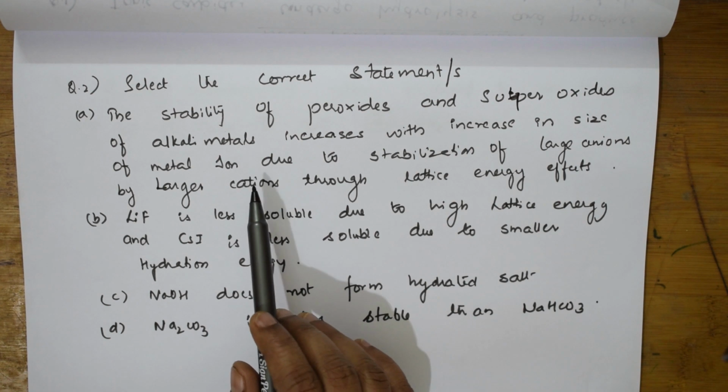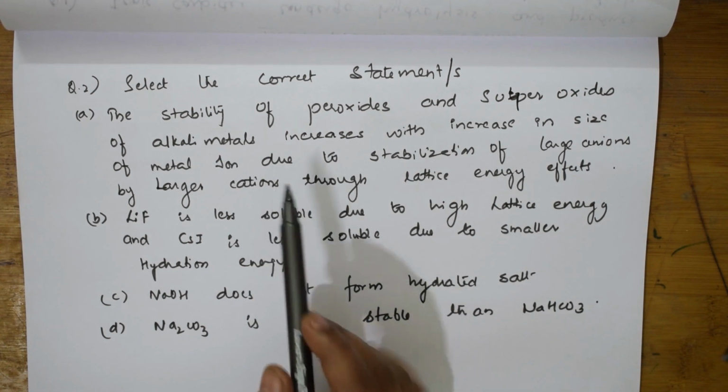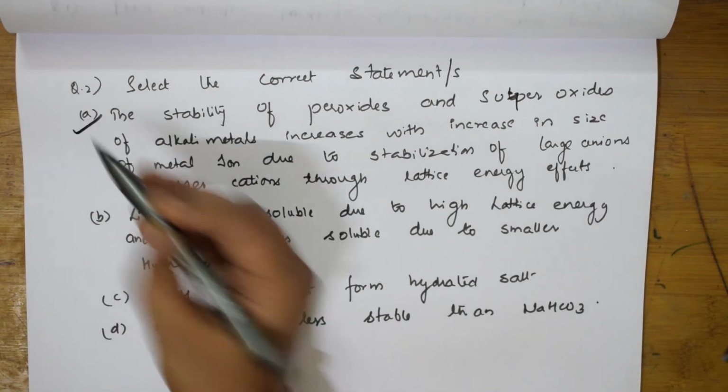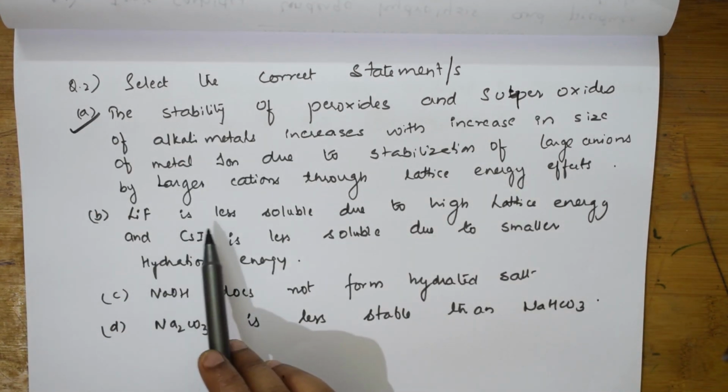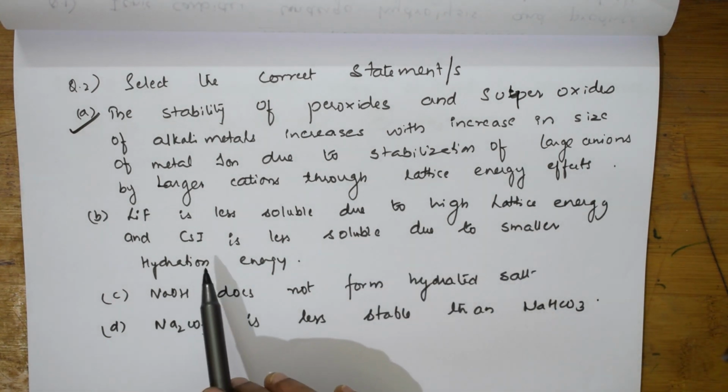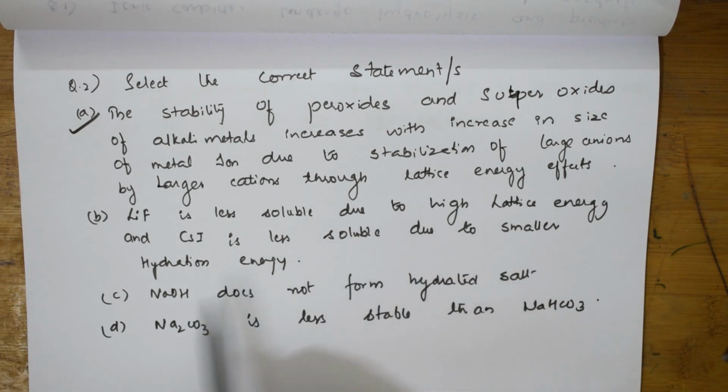Because there may be 2 or 3 options also correct, I said. So this statement is 100% correct, the first option A. Let me come back. Lithium fluoride is less soluble due to high lattice energy, and CsI is less soluble due to smaller hydration enthalpy. Yes, this is also right.